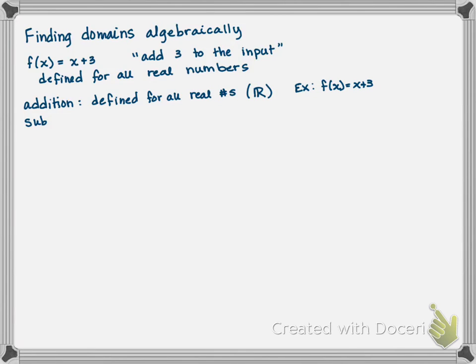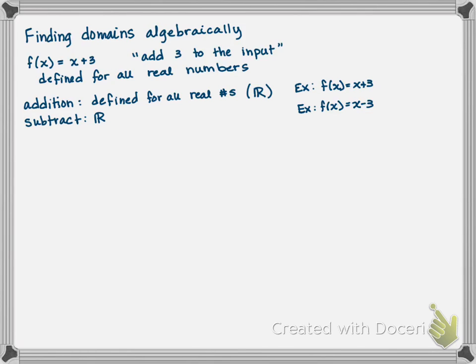What about subtraction? Are there any numbers you can't subtract? So for example, if I had f of x equals x minus 3, I can plug a negative number in there and that makes sense, right? I can plug a positive number in and it makes sense. I can plug 0 in and that makes sense. So there's not any number that I can't subtract 3 from and have it make sense. So again, subtraction is defined for all real numbers.